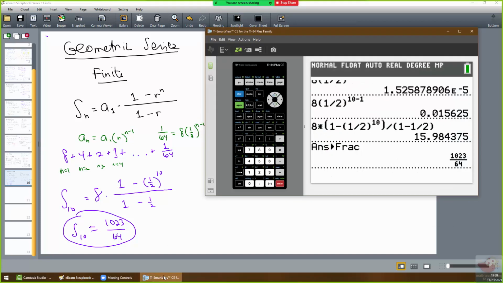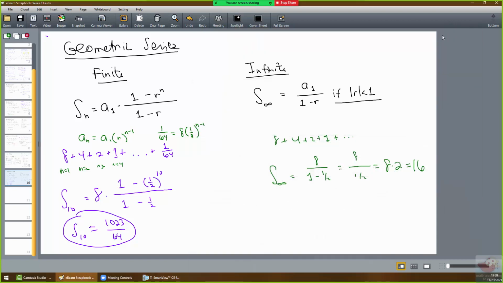That was sort of hinted at us here. Notice when we stopped at the 10th term, we got 15.98, blah, blah, blah. Well, now the rest of the sum fills in the gap and gives us all the way up to 16. So we should have expected our left-hand answer to be smaller than our right-hand answer, because one was finite, one was infinite.